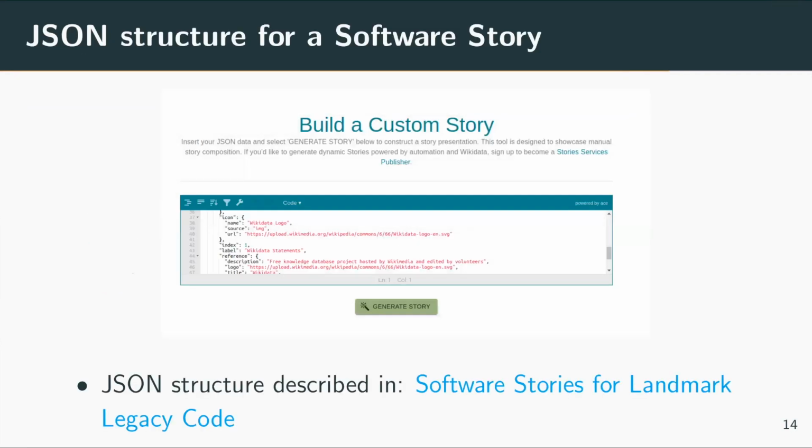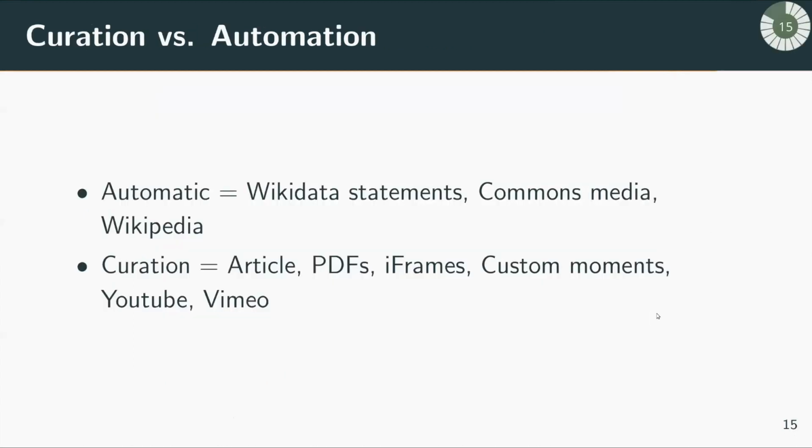And then all of the data from Wikidata, Wikimedia Commons, and the different language versions of Wikipedia can all be combined into a JSON structure for a software story. The JSON structure is described in this report that I have linked to in the slides, so you can find out more there.